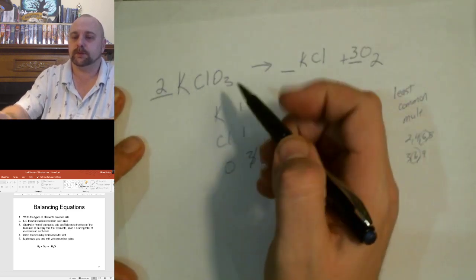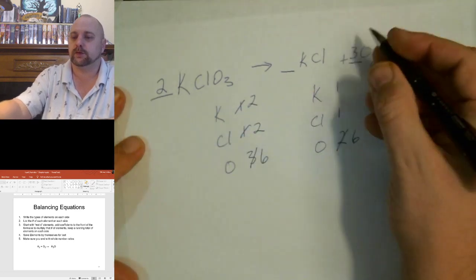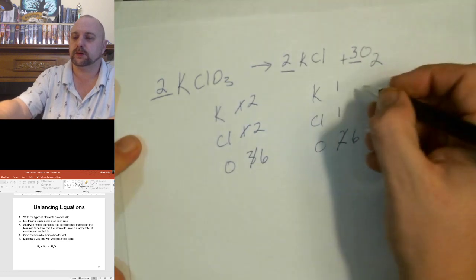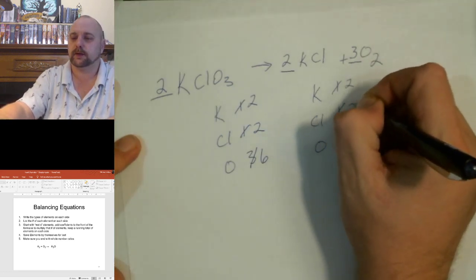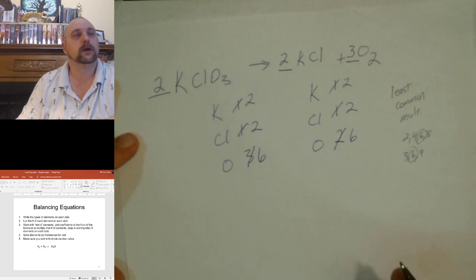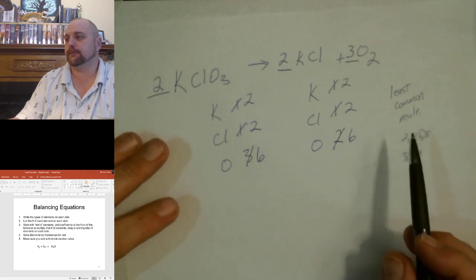Now I need to go ahead and update my scoreboard here. I've got 2 potassiums and 2 chlorines. Here I still only have 1 and 1. A 2 in front would fix that. And this one's actually quite easy. Right? So least common multiple is our first big trick.